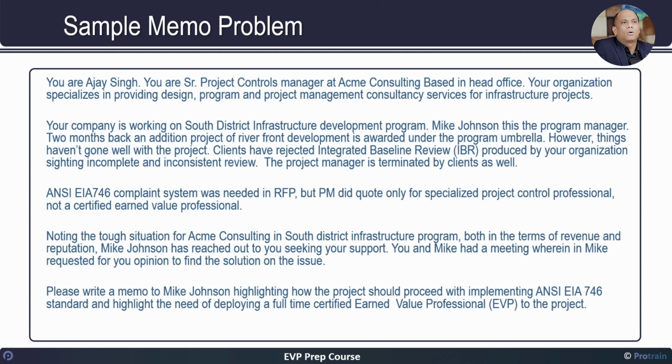However, things haven't gone well with the project. The client has rejected the integrated baseline review produced by your organization, citing an incomplete and inconsistent review. The project manager has been terminated by the client as well. ANSI EIA 748 compliance system was needed in the RFP, but the PM did quote only for a specialized project control professional, not a certified earned value professional.